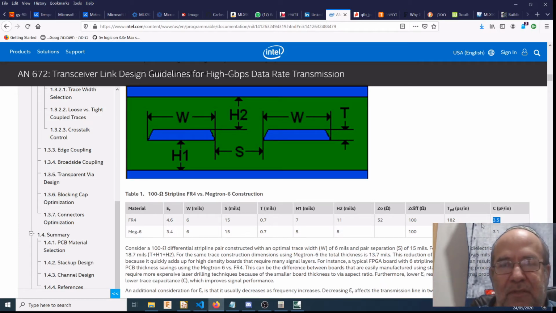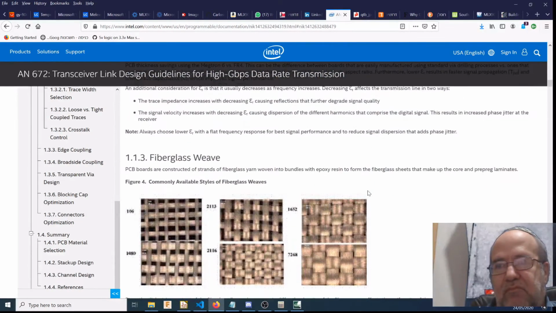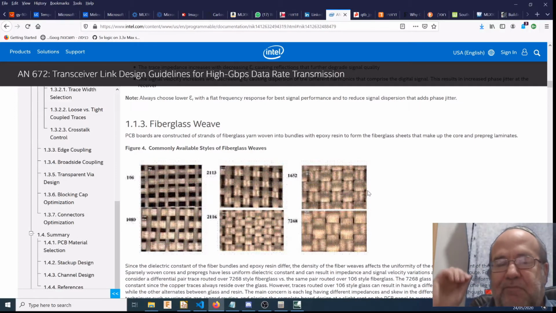On a very simple level, he's taken two differential pairs, and one can see that there's a very big time difference in picoseconds. This is not going to bite you unless you are going to very, very high speed circuits. Okay.